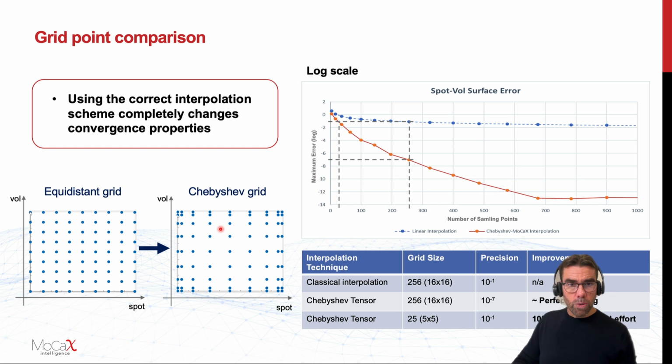Let me show you with this example the power of this exponential convergence. Let's say that we are doing the typical spot surface in which we have a grid of points, typically equidistant, and then what we do is we interpolate in between these points, typically using linear interpolation or some sort of a spline, something like that.